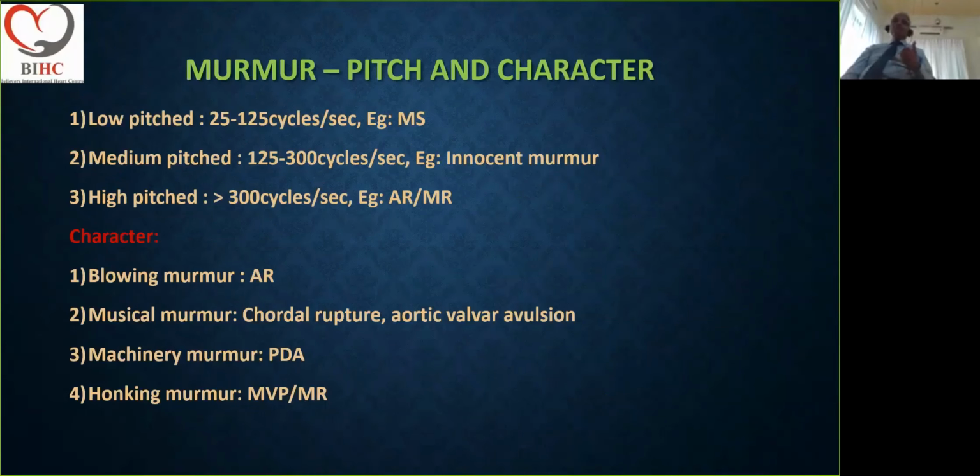When their character can be compared with something, you use that term: a blowing murmur of aortic regurgitation, a musical murmur of caudal rupture. Musical murmur means there is a mixed frequency. A machinery murmur of PDA, a honking murmur of mitral valve collapse, mitral regurgitation. So these are some of the characters that we speak of.